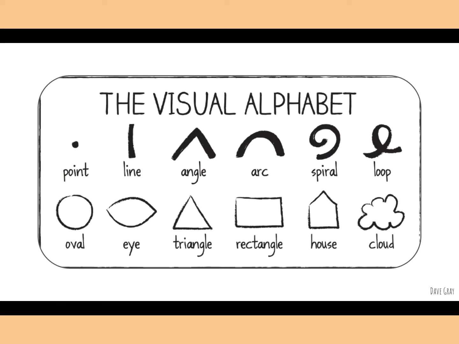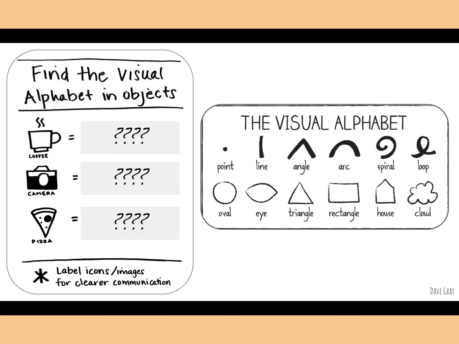I'm a big fan of Dave Gray's visual alphabet. And just like we write with the ABCs, when we draw, these are the characters that we use. If you can draw these, you can draw anything. And here's what I mean. Have a look at these objects on the left. There's a coffee cup, there's a camera, there's a pizza. Reflect, and if you're doing the course with someone, talk to someone about the shapes you see in the coffee cup, in the camera, and in the pizza. They can all be made with the characters from the visual alphabet.